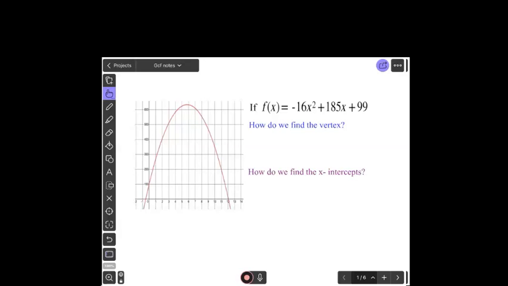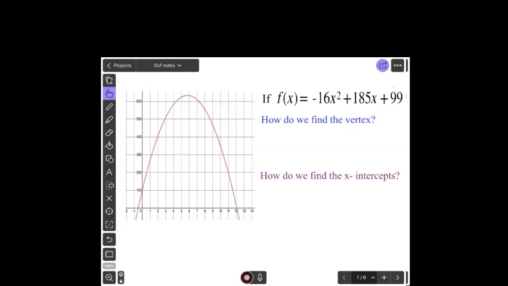So what if my main goal is to find the x-intercepts? What we just talked about: if we wanted to find the x-coordinate of the vertex, how do I do that? Of course, that's the negative b over 2a formula, which again, you guys need to be memorizing.